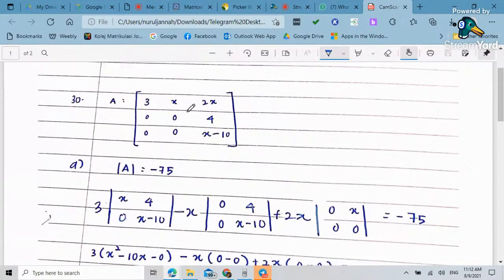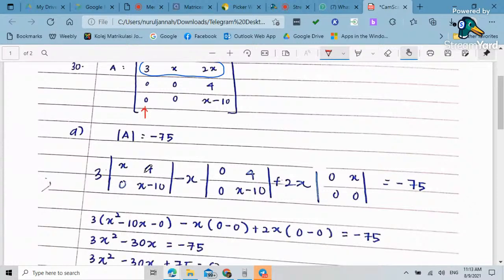So here your friend used the first row. Actually, you can choose any row or any column. You can choose the first column because there are a lot of zero elements. There are 2 zeros there. So it's okay, you can still use the first row.